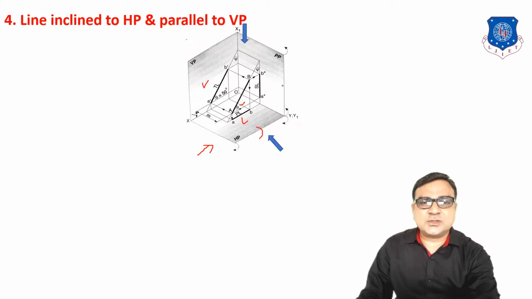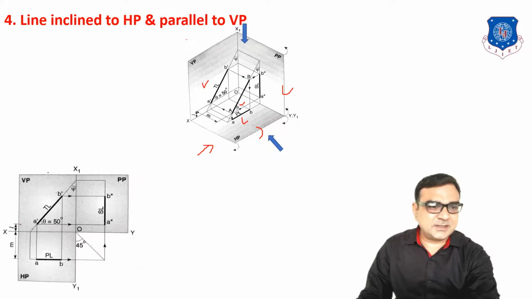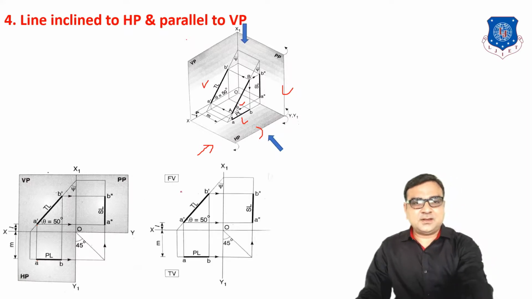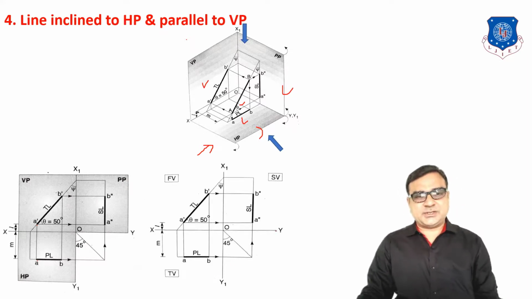So by rotating the horizontal plane and profile plane, we will get these projections: XY, A dash B dash true length, and AB top view. Keep in mind that the front view A dash and top view A are always in a single vertical line. B dash and B, the front and top views, are also in a single vertical line. These are the projections.